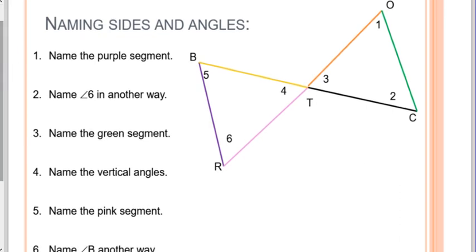Naming sides and angles. Name the purple segment. Well, that's kind of up to discretion because some people might call this purple. I don't know, so let's just go with it. I would say either BR, and if you want to go with light purple, I would accept RT. But the key thing is, don't forget the segment signals. Simple. All right, well, apparently this isn't in the packet, so never mind.